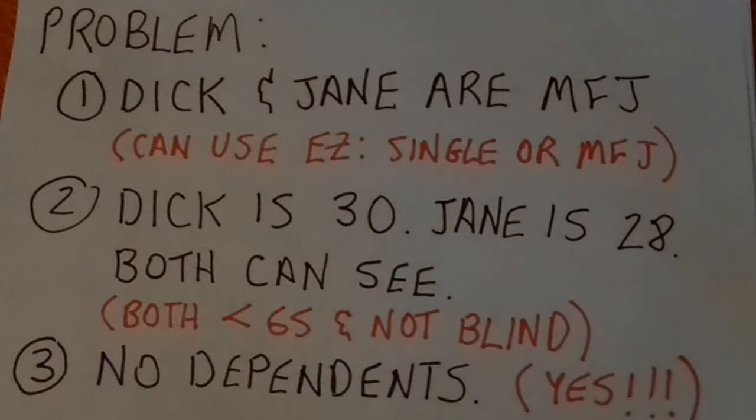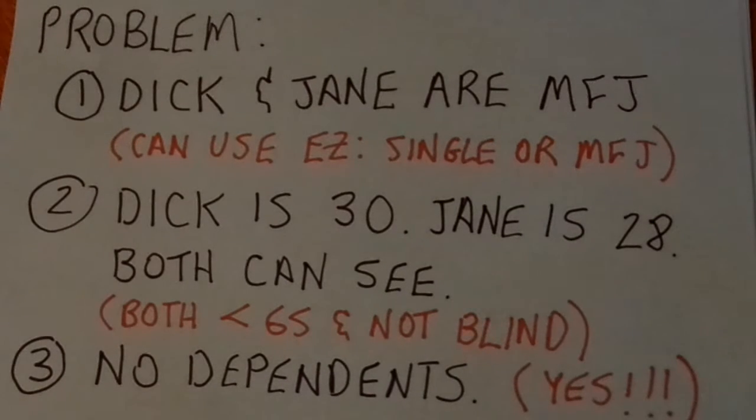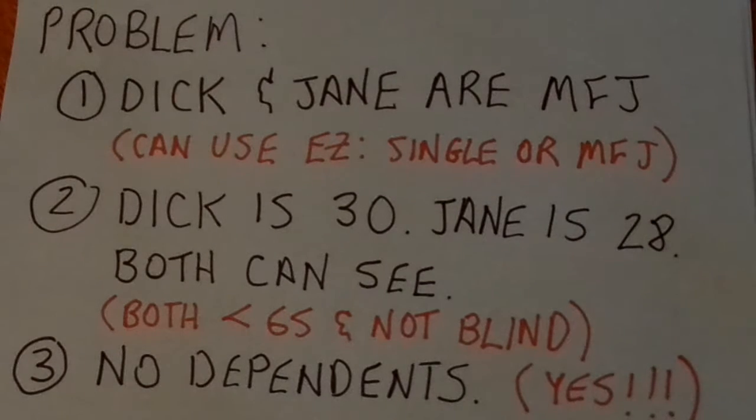So here we go. In our sample problem, Dick and Jane are a married couple, and so they're filing their taxes married filing jointly. Based on this alone, they can use Form EZ because you can only use it if you're single or married filing jointly, and they meet that threshold. Dick is 30 and Jane is 28, and they both can see.